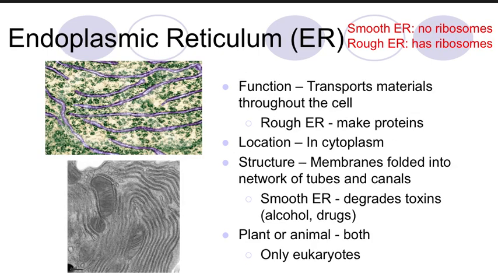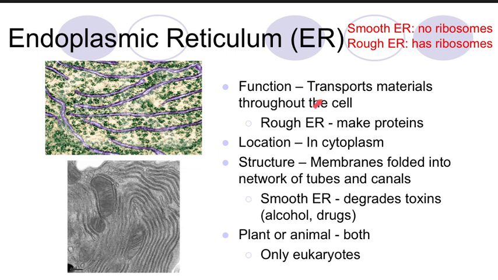The next one here is called endoplasmic reticulum. So there's two types. There's smooth endoplasmic reticulum and rough endoplasmic reticulum. Typically, I'll just call this ER, smooth ER, or rough ER. Smooth ER has no ribosomes. Rough ER has ribosomes on it. We'll talk about what those do here in just a moment.